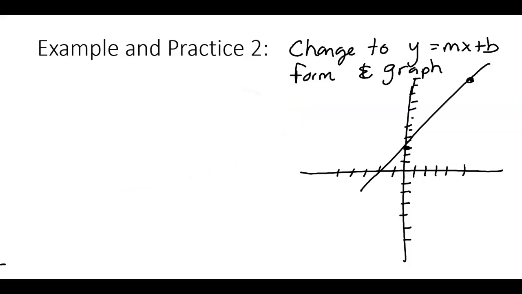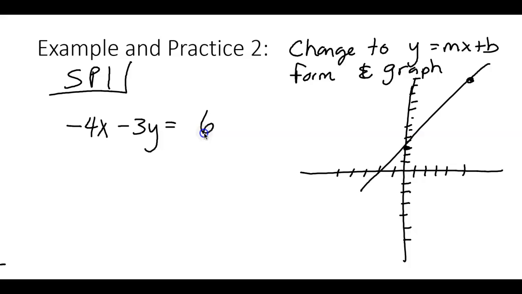All right, so let's see if you guys can handle one on your own here. I'm going to do student practice here. Let's say I gave you guys negative 4x minus 3y equals 6. There you go, do it that way.